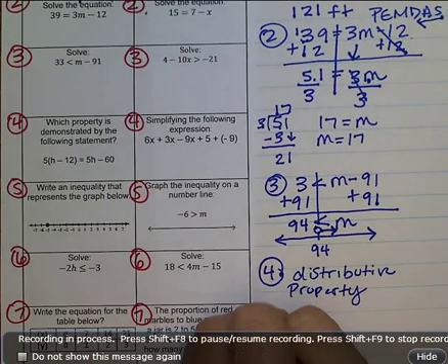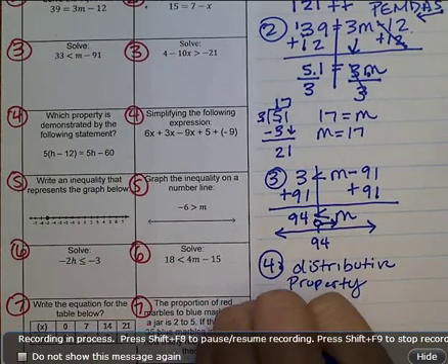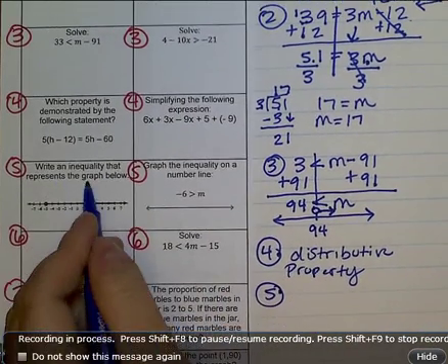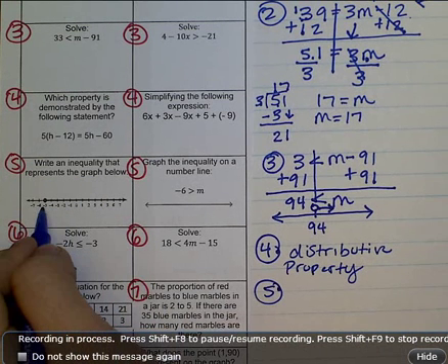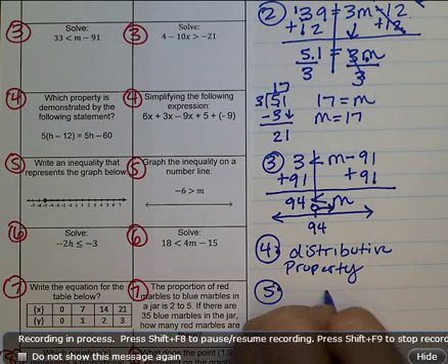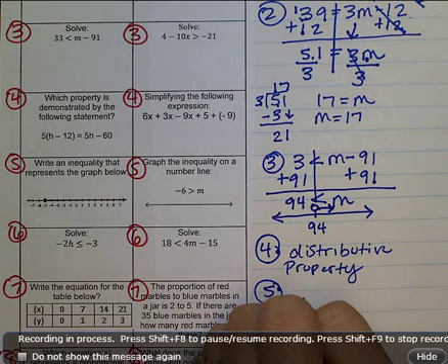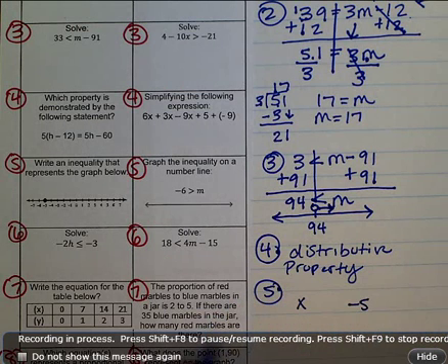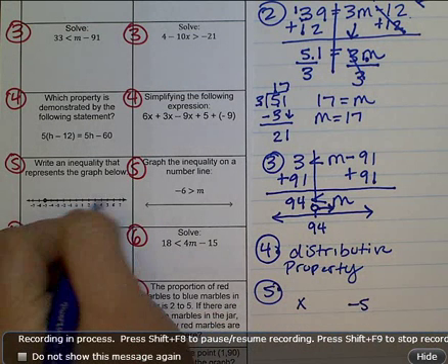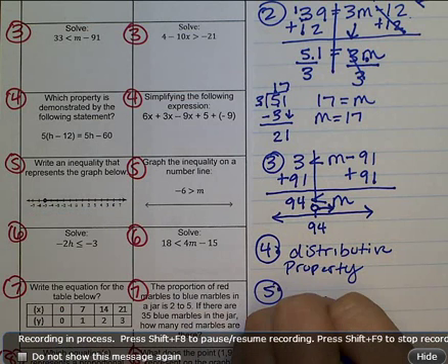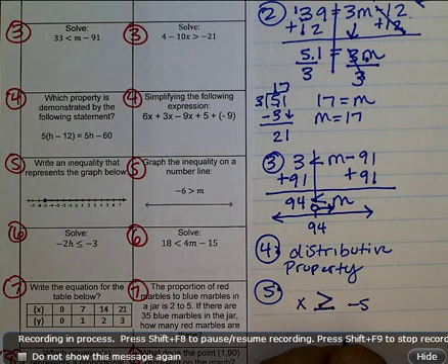Number 5. Write an inequality that represents the graph below. So it starts at negative 5, so x and negative 5, and it's increasing, so anything greater than negative 5. So it would be a greater than sign, and we see that it's a closed circle, so it's an equal to. So it's greater than or equal to negative 5.